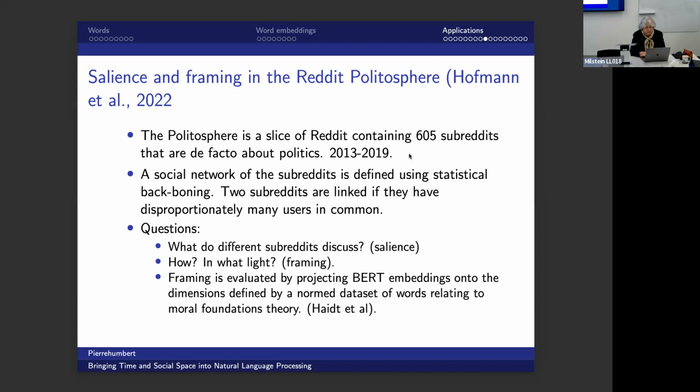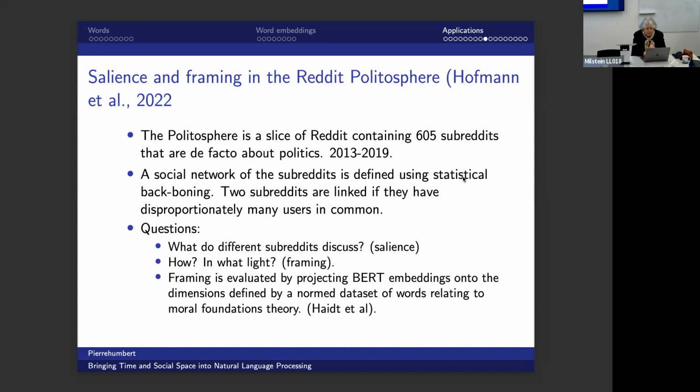And then we define a social network based on whether two subreddits have disproportionately many users in common. The idea is that if you contribute to several subreddits and you're a single person, that would indicate some sort of relation between those subreddits. And that is defined using a statistical backboning technique to optimize the network. And now we're trying to look at two questions.